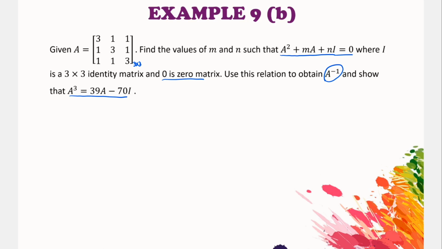Okay, so we need to substitute the matrix A squared. A squared does not mean that we square every element of A inside here. So to find A squared, you need to multiply matrix A by itself. So A squared will be equal to 311, 131, 113 multiplied by the same matrix again.